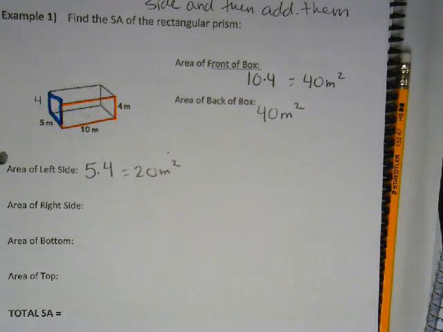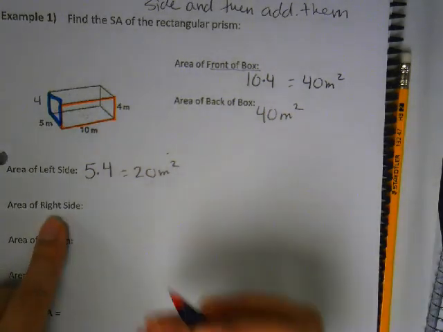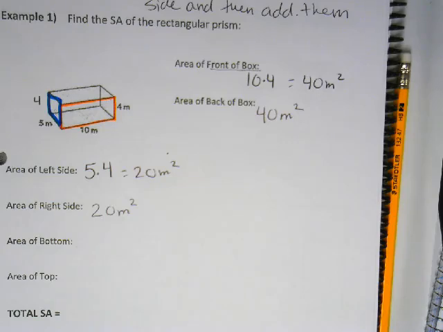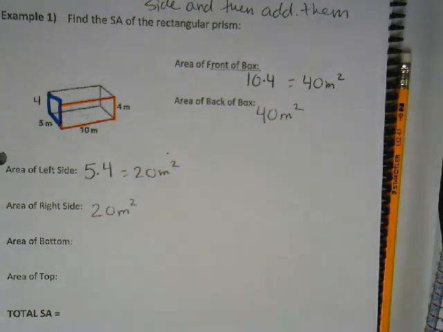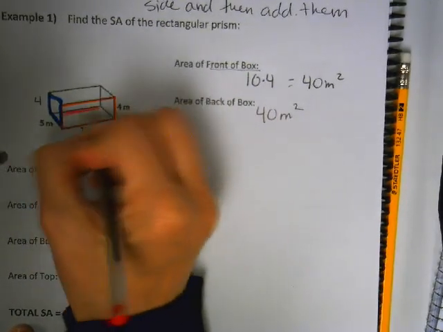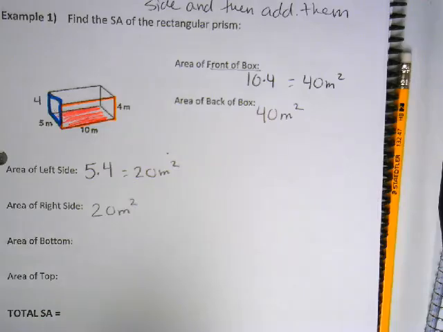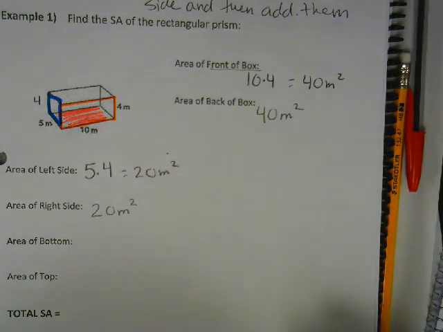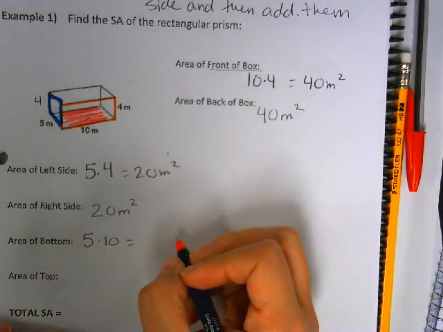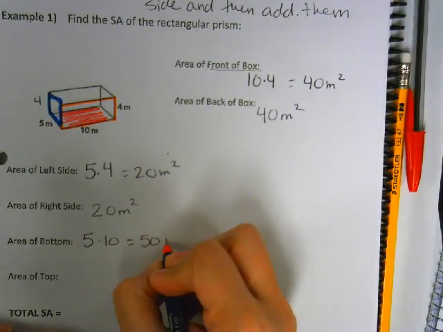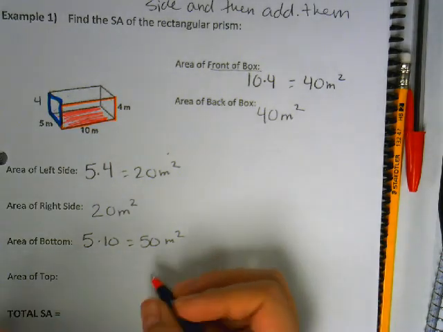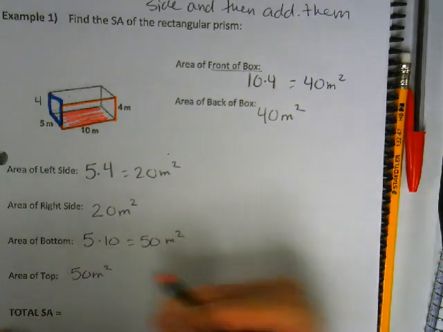So if the left side is 20 meters squared, then the right side is 20 meters squared. Okay, the bottom. I'm going to color the bottom or top red. That's the bottom of my shape. What are the measurements of the bottom of my shape? 5 times 10. 5 times 10 is 50. 50 meters squared. So if the bottom is 50 meters squared, then the top is 50 meters squared. Okay.